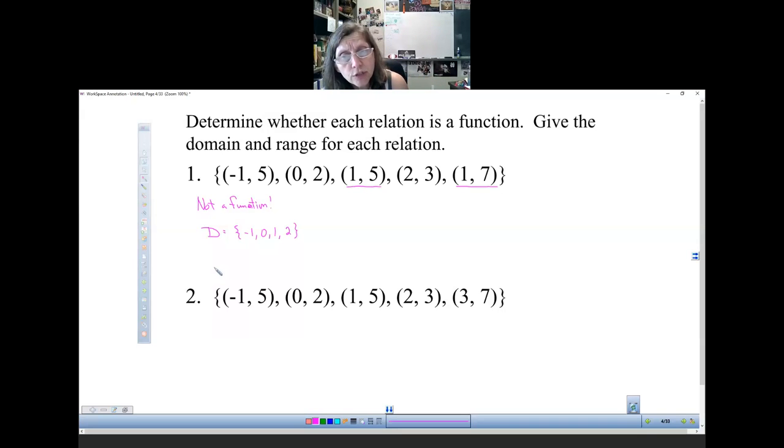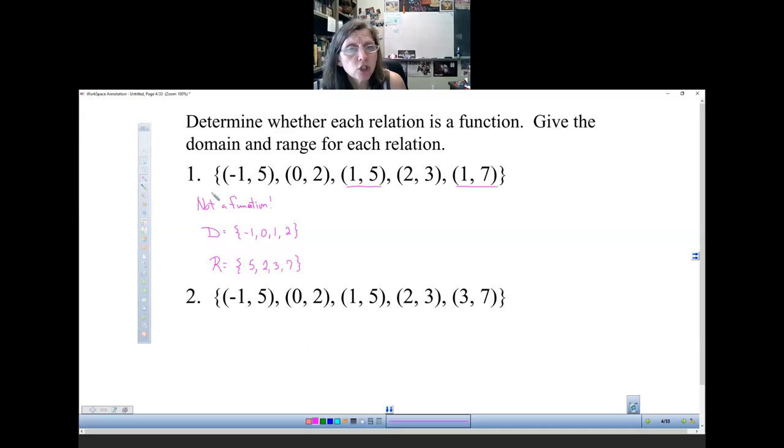The range for this relation is the y values. As I go through my y values, I have 5, I have 2, I have a repeated y value, but we weren't concerned about that. That's just something else that could go weird, but it's not going to affect whether or not this is a function. I just don't write it but once. Then I go to 3, and then I have 7. And so this is my set of range values.